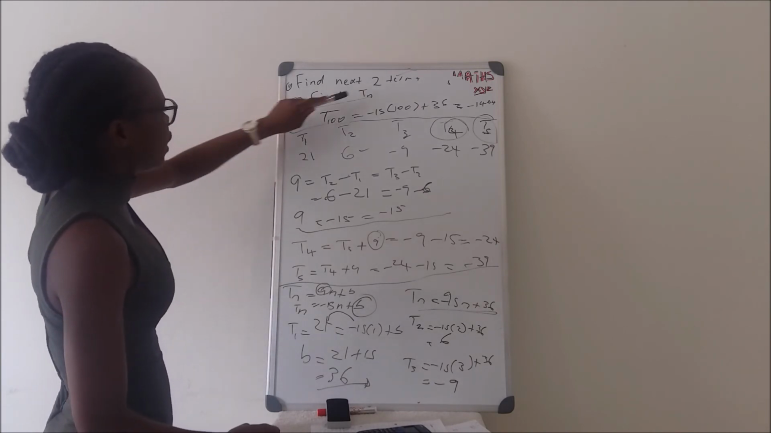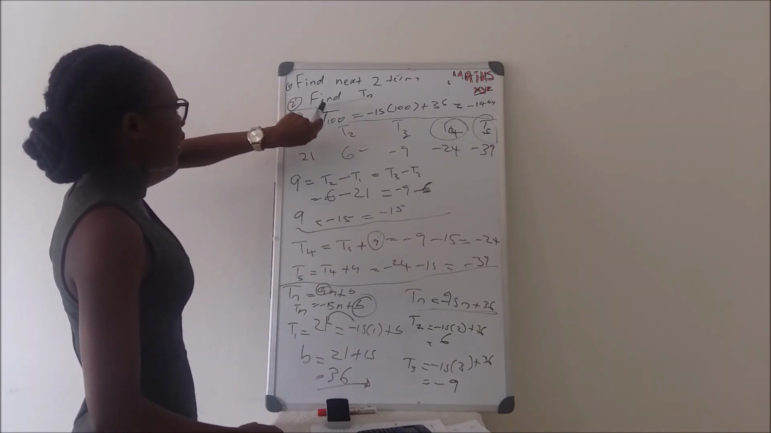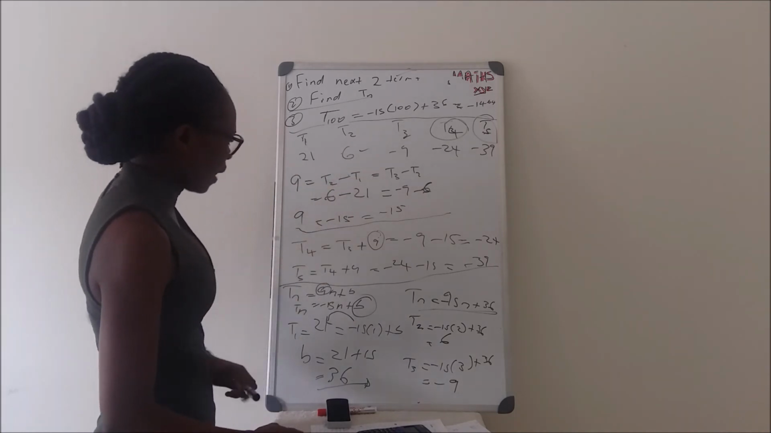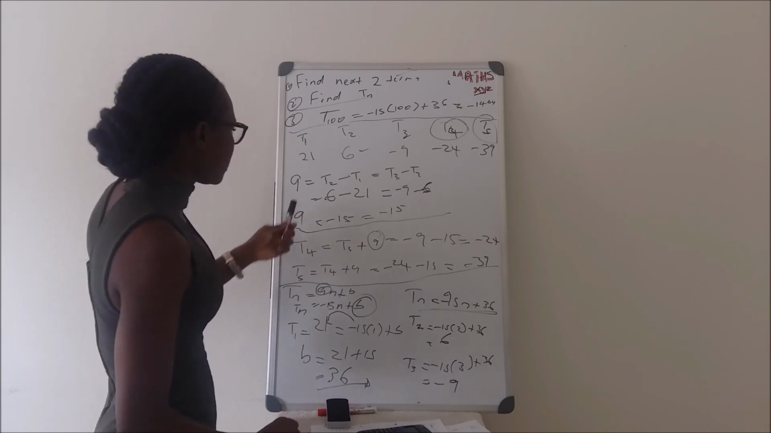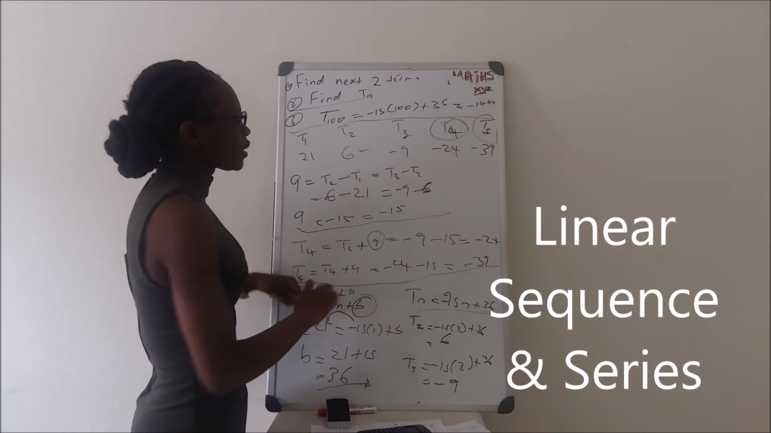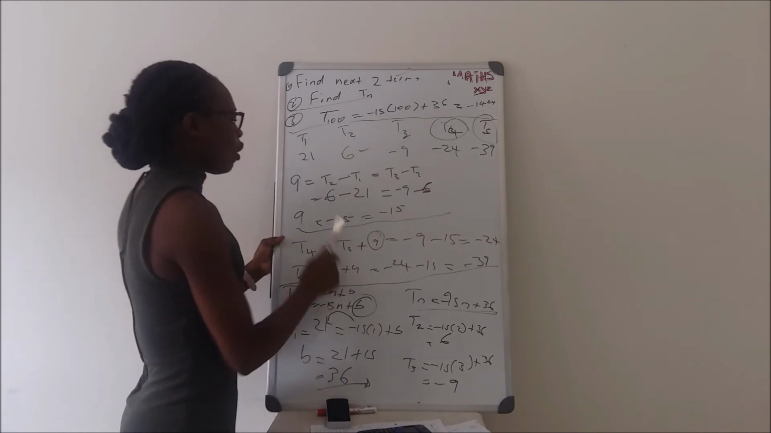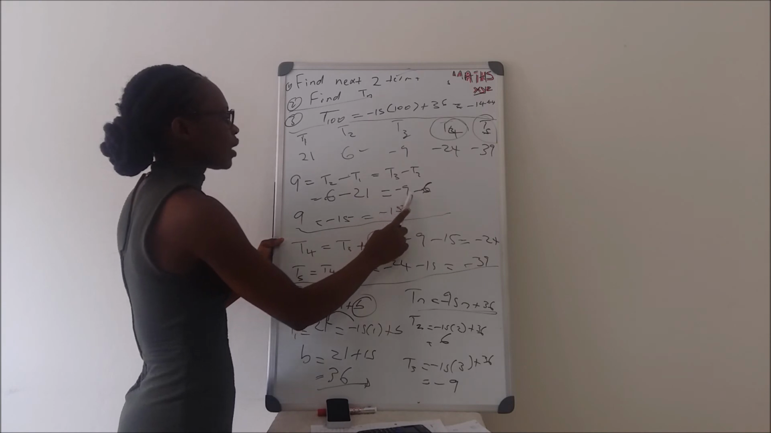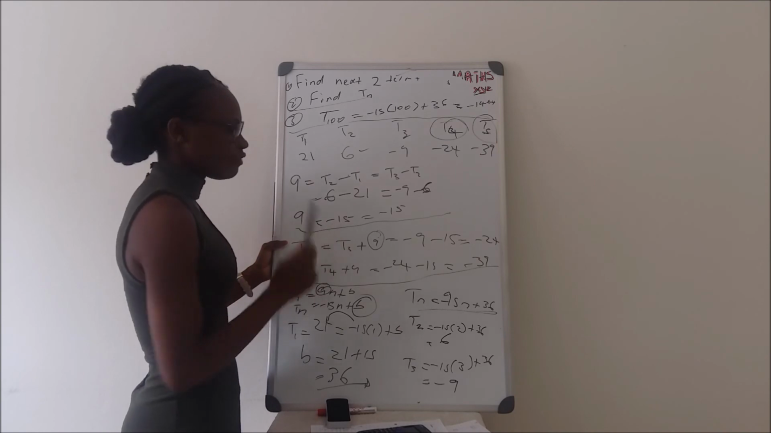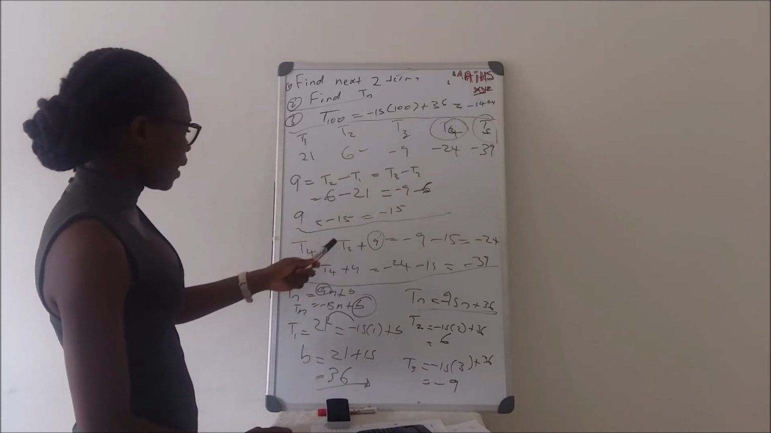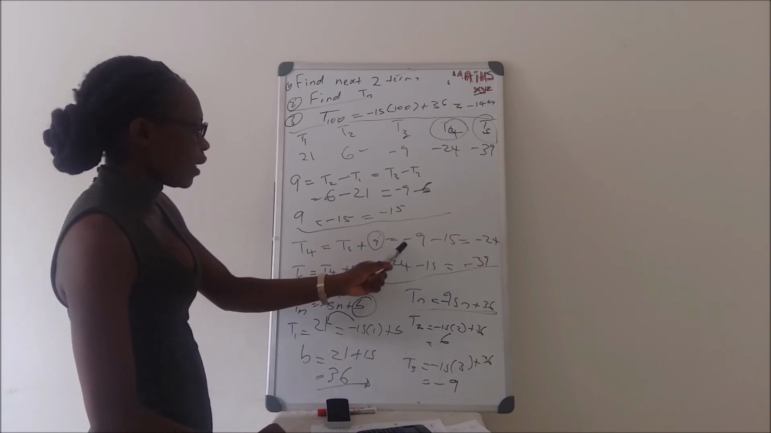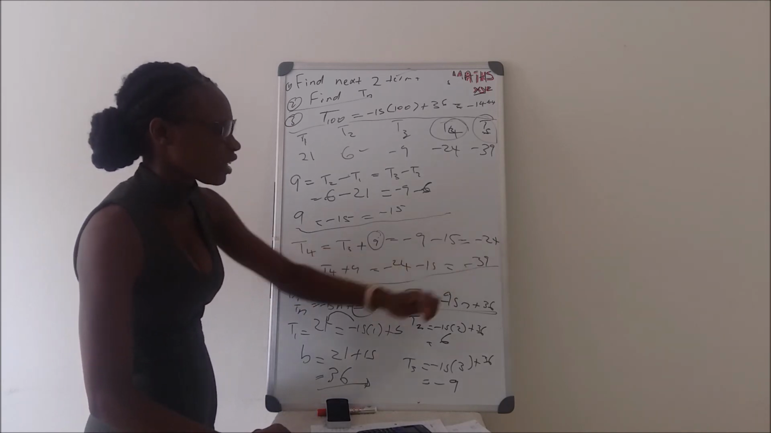Alright, let's just do a quick recap. The question says find the next two terms and also find Tn and T100. The sequence that we are given is 21, 6 and negative 9. To find A, which is the first difference, we use T2 minus T1, which is equal to T3 minus T2, so 6 minus 21 is equal to negative 9 minus 6, which gives A equal to negative 15. And then to get T4 and T5, T4 is equal to T3 plus A, equal to negative 9 minus 15, which gives negative 24.